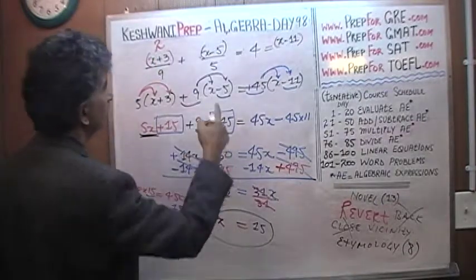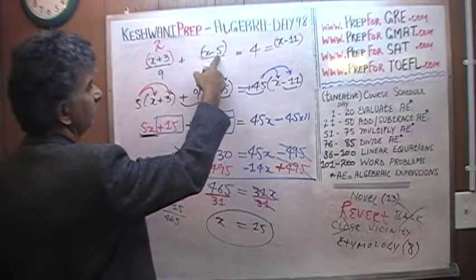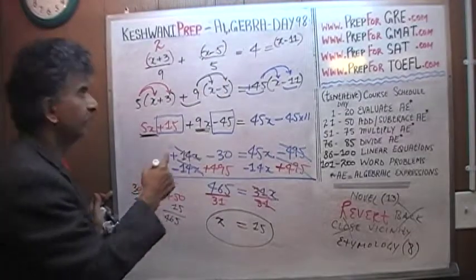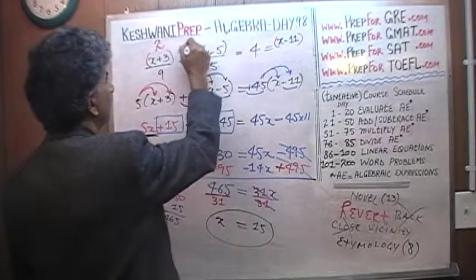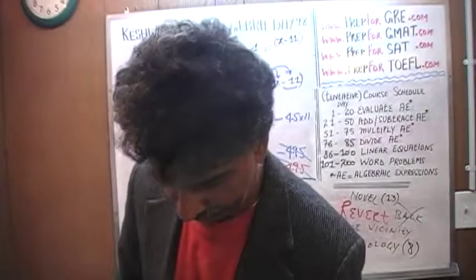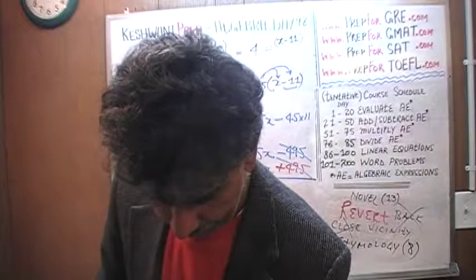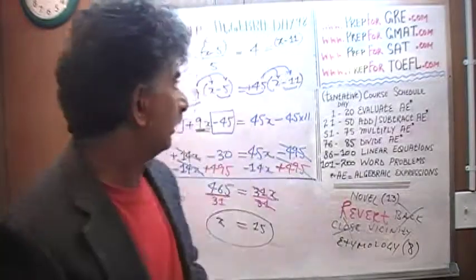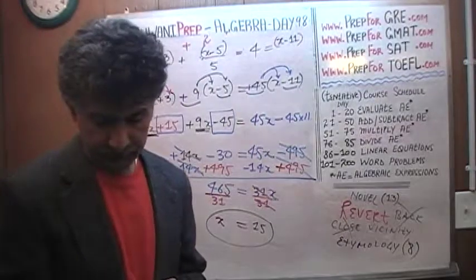X is 15. 15 minus 5 is 10. 10 divided by 5 is 2. What do you know? Voila. Everything works out just fine. Things are peachy.